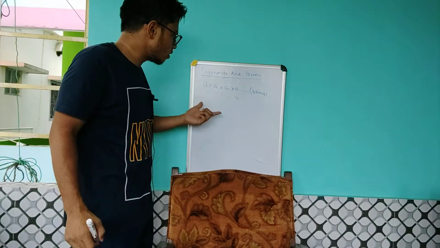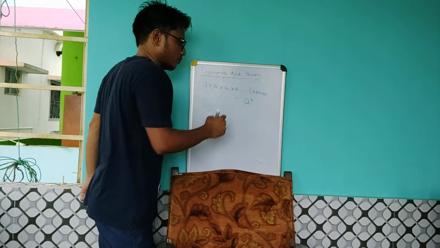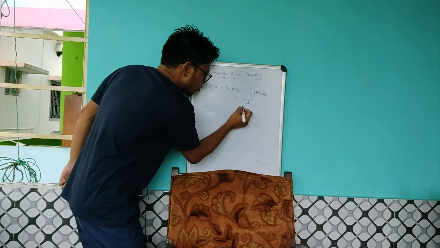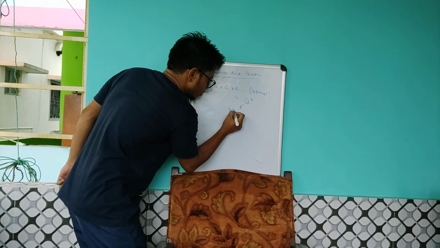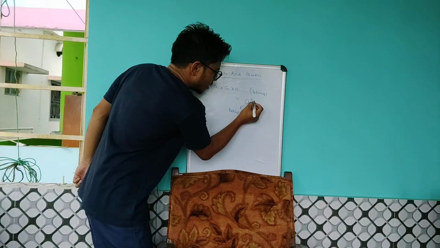So this whole thing can be written as a to the power b, where a is called the base and b is called the exponent.